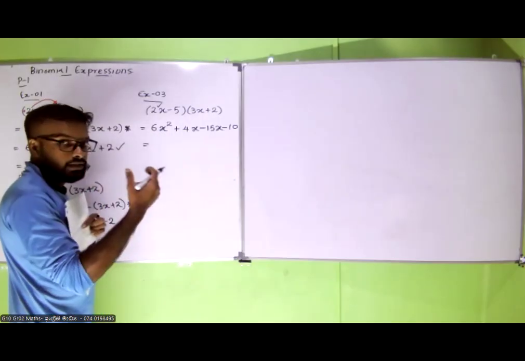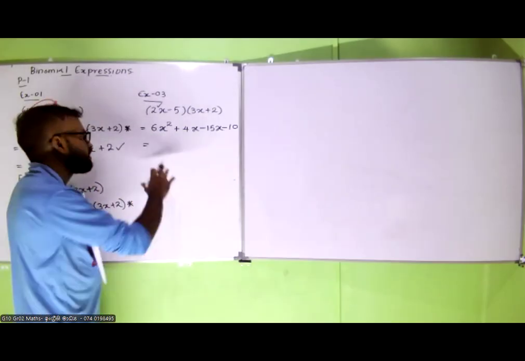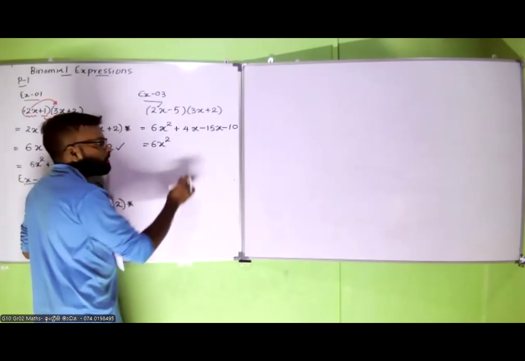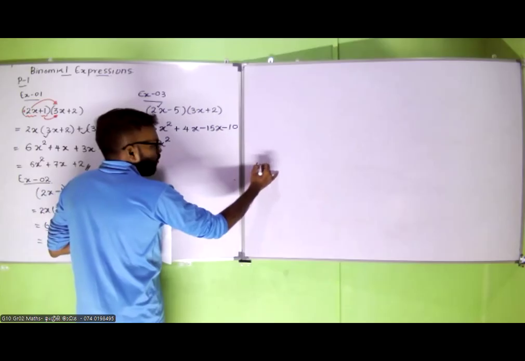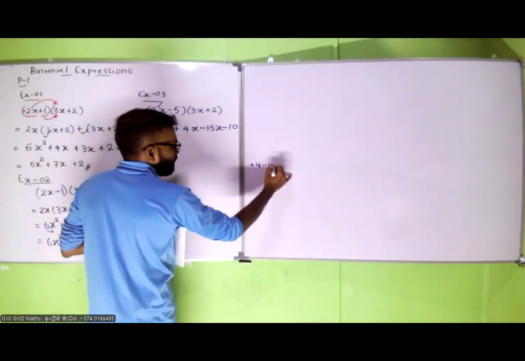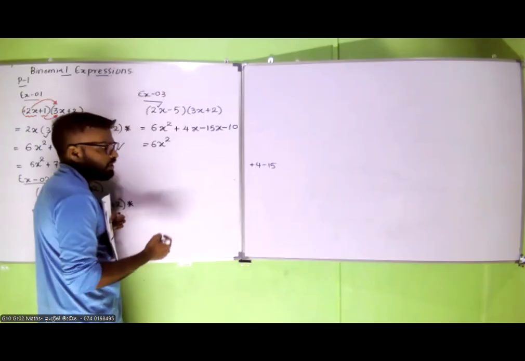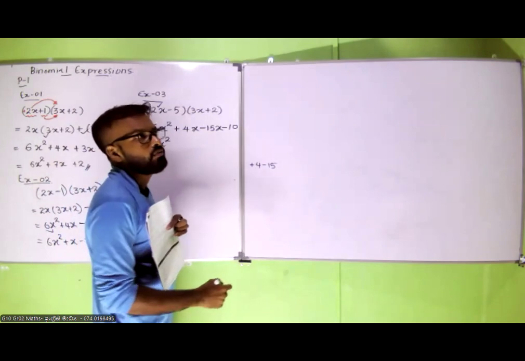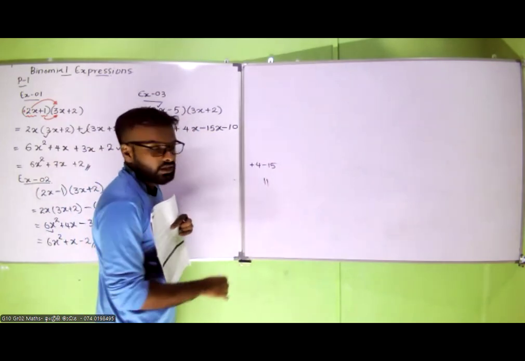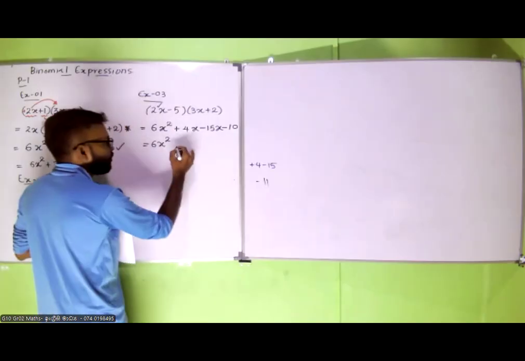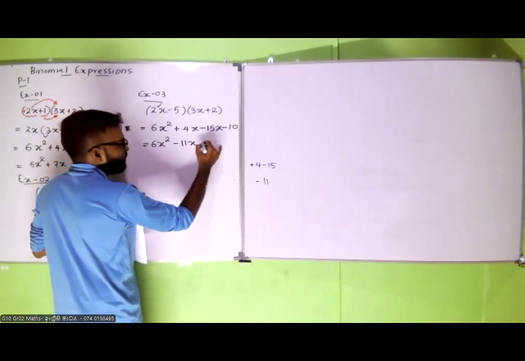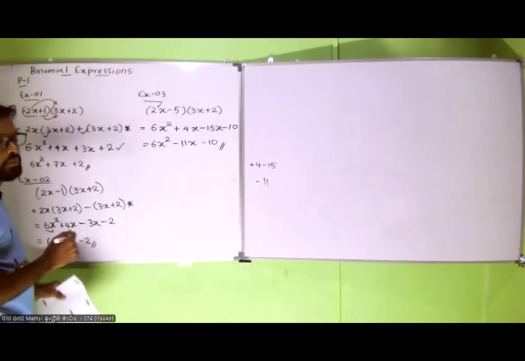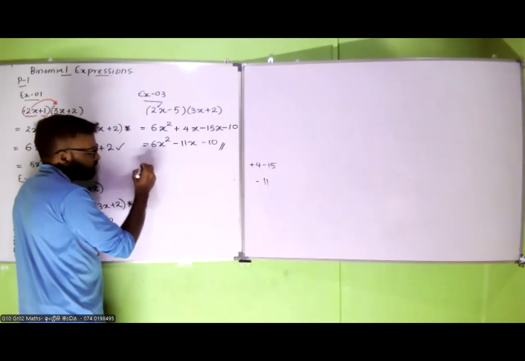Equal mark. So like terms, we have to simplify. 6x squared. 4 positive, 15 negative. Who is the big brother? 15. So two different signs, we subtract: 15 minus 4 will give you 11. What is the sign? The big brother's sign, negative. Negative 11x, negative 10. That should be your answer for example number 3.